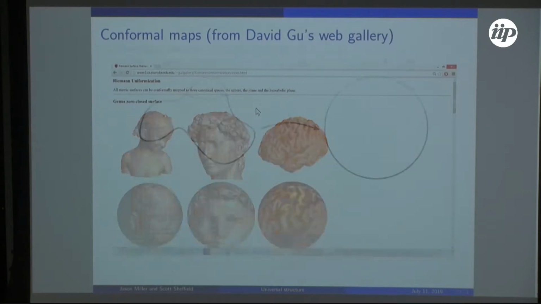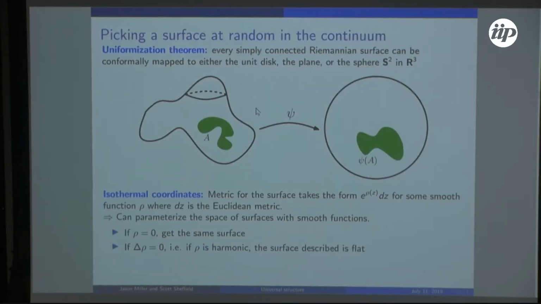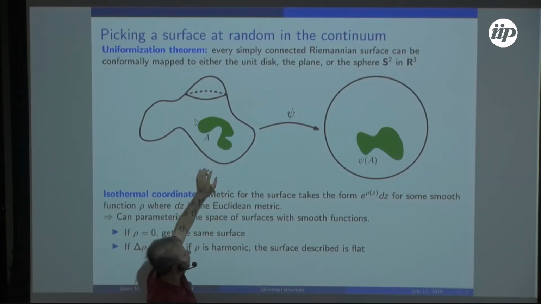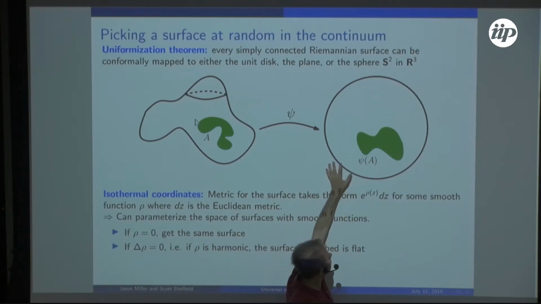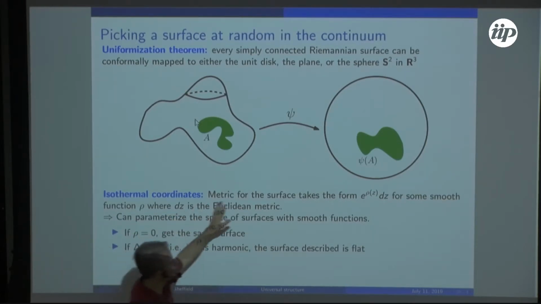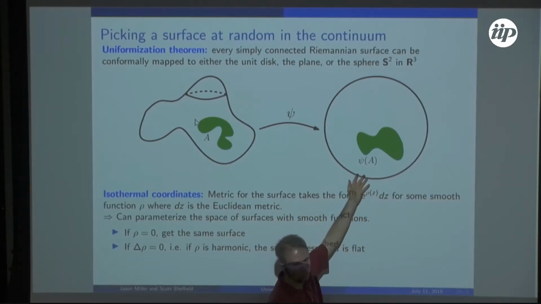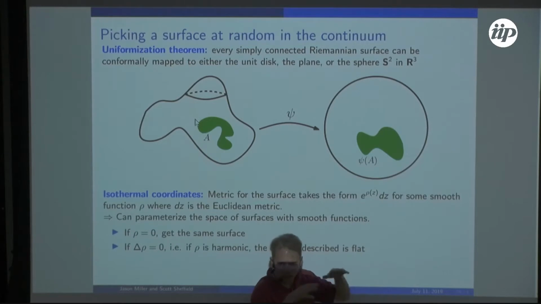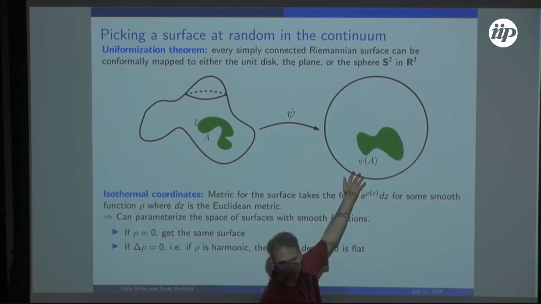So anyway, the point of this is that if I give you any surface, I can map it to something flat. And this tells me that one way to describe a random surface is just to describe a random function. When I map it over here, there will be a function, which I could call rho, where the metric on this side is just e to the rho of z times the Euclidean metric. So rho is like the log of the area density over here. And if I choose a random function rho, then that gives me a random surface.